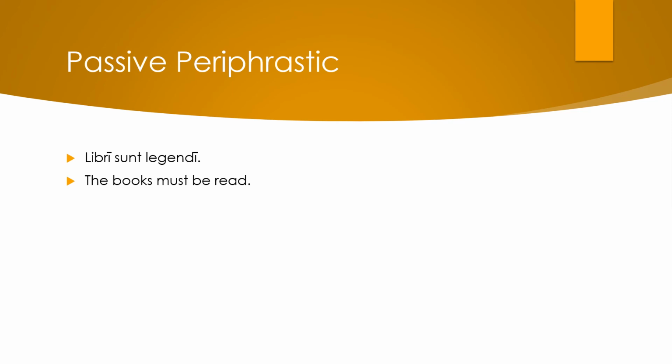We might see a sentence like Libri sunt legendi. Libri is the subject of this sentence. It is a nominative plural. Legendi is our gerundive. It is also nominative plural to agree with libri. And our form of sum here is sunt.